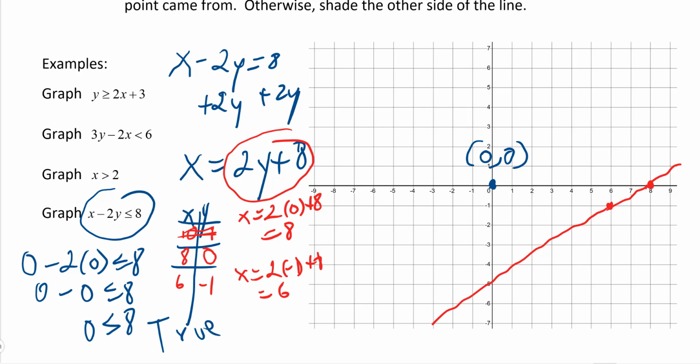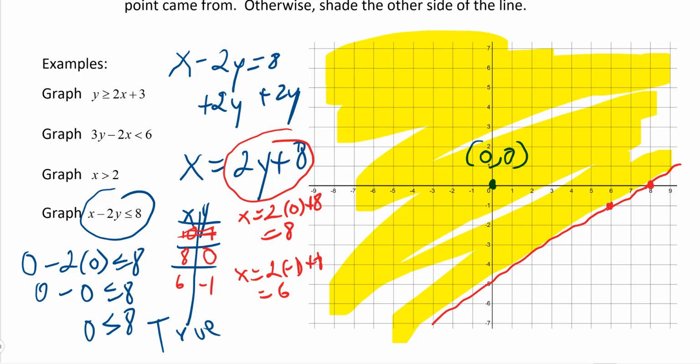Because it makes it true, we include the point that's true, and we include all the points that are on that side. So our final answer is that solid line and all the points that are to the left of it or above it, however you want to look at it.